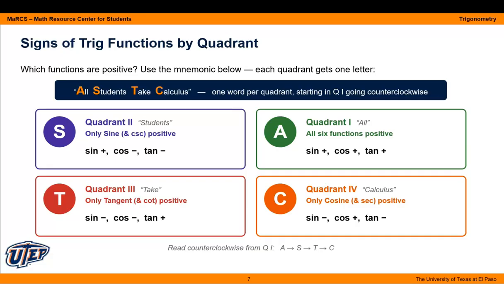Since cosine is the x-coordinate and sine is the y-coordinate, in quadrant 1, both x and y are positive. In quadrant 2, x is negative and y is positive. In quadrant 3, both are negative. And in quadrant 4, x is positive and y is negative. So the sign chart follows directly from the coordinates.